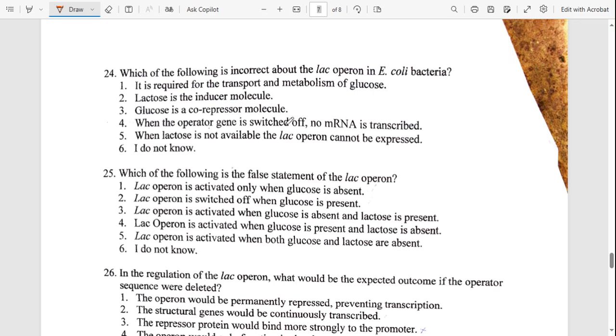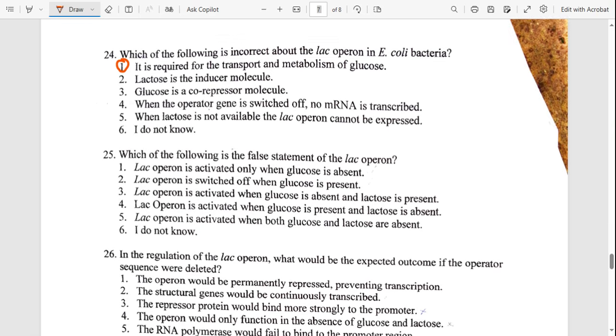When the operator gene is switched off, no mRNA is transcribed. That is true. When the operator is off, and it is off when the repressor is attaching on it, because at that point the RNA polymerase can't pass. When lactose is not available, the lac operon cannot be expressed. That is also correct. Okay, so what is incorrect? Glucose is a co-repressor. That's true. One is saying it is required for the transport and metabolism of glucose. It's not metabolism of glucose but lactose. That's why this one is not correct.